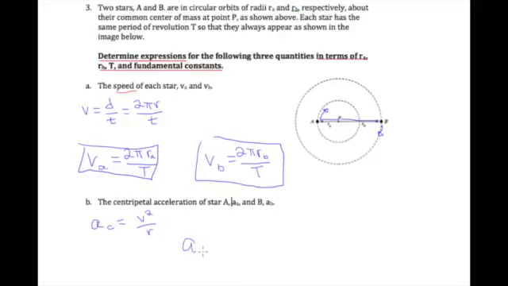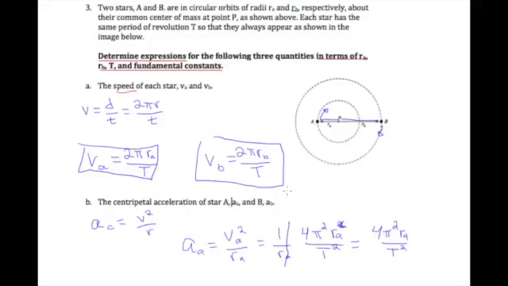So AA would equal VA squared over RA. So we had to plug everything in. I'm going to square everything in VA, and then multiply it by 1 over RA. So we've got 4, we've got pi squared, we've got RA squared over the period squared. And notice one of these RAs would cancel out this RA. So we're left with 4 pi squared RA over the period squared.